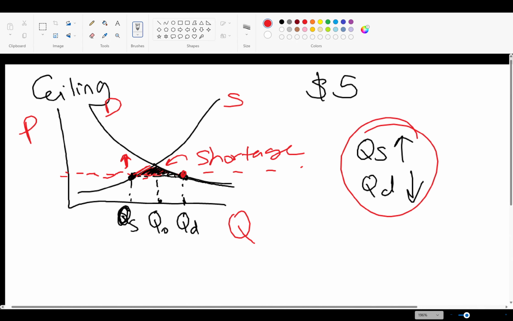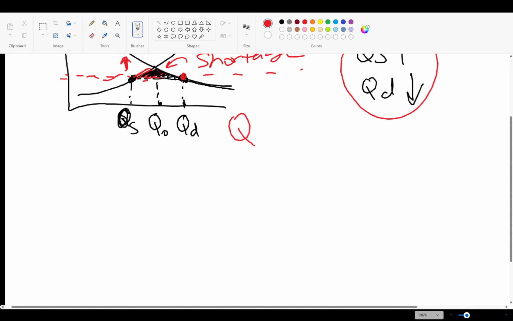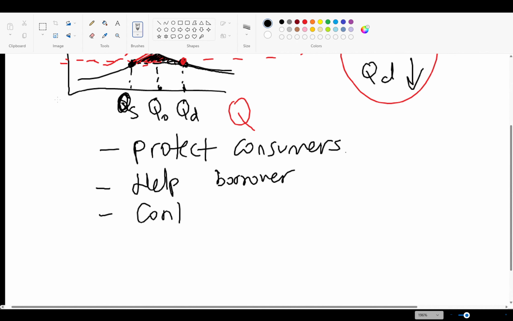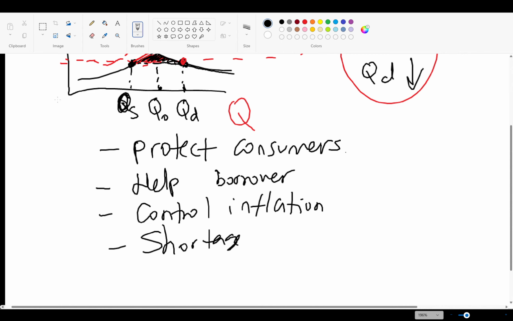So that's why it's like that. It's pretty intuitive when you think about it. So what this price ceiling does, it protects consumers. It helps them buy essential goods and rent. It also helps borrowers a bit, because it costs less money for them to borrow the stuff. And it helps control inflation. The main thing you need to know is that price ceilings cause shortages. And that's it for price ceilings.